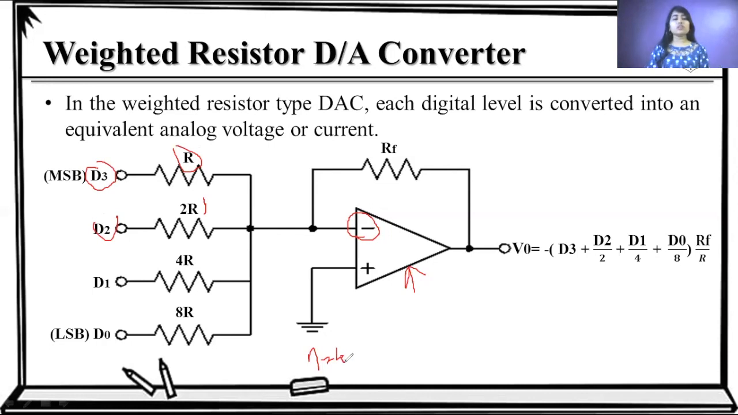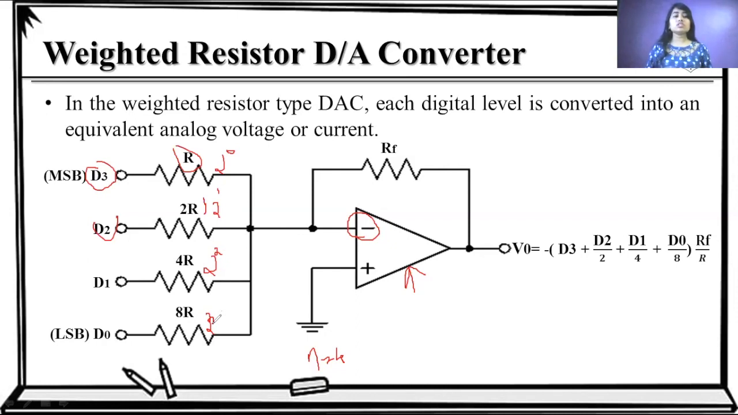So according to that, we have a resistor of 2 raised to 0 into R, then a resistor of 2 raised to 1 into R, then 2 raised to 2 into R, and here 2 raised to 3 into R. For n bits, the last resistor weight is 2 raised to n minus 1 into R. This is how digital to analog conversion takes place in this weighted resistor circuit.